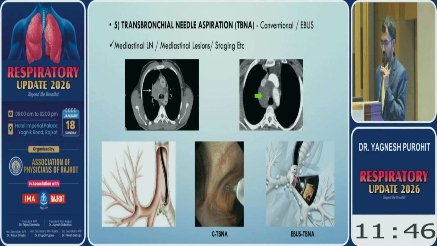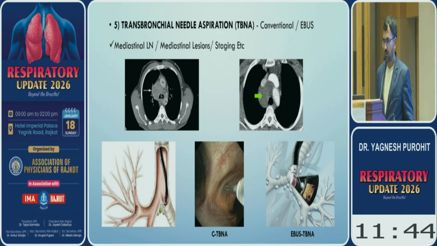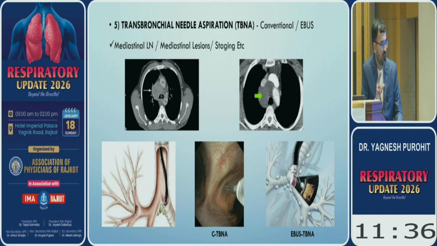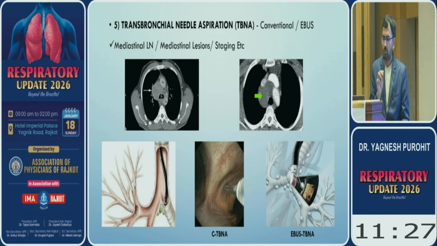We generally pass the scope in the airways. We go towards the lesion and we put a needle through the bronchus and can take a sample, while in conventional TBNA, we do it blindly, just like shown in the last image. In EBUS, there is a separate bronchoscope which has an ultrasound probe with it, and we can see the ultrasonographic view of the surrounding structures, and we can sample it under vision.